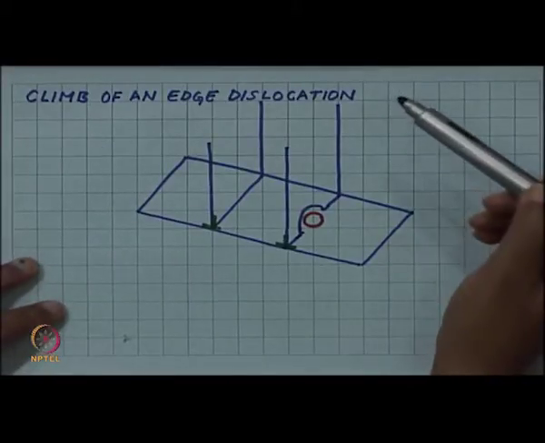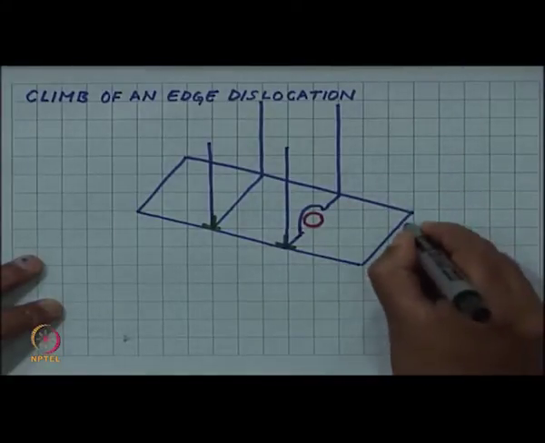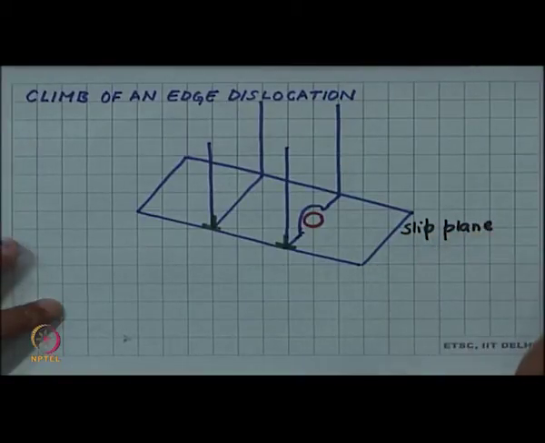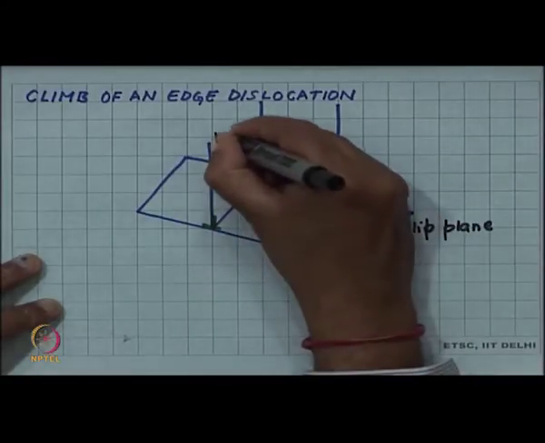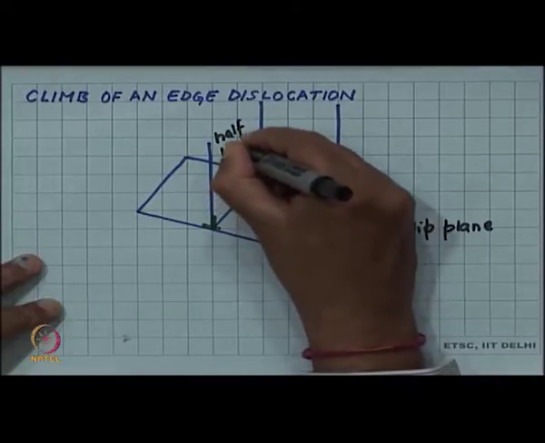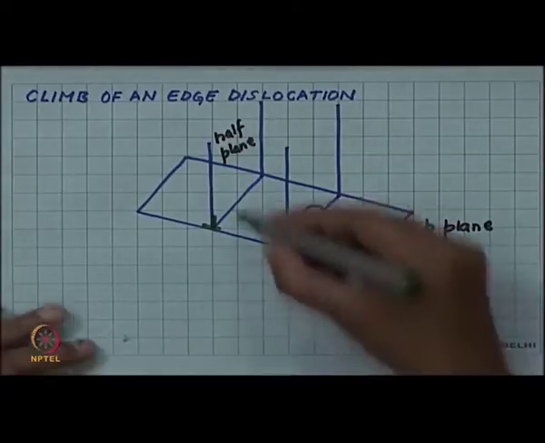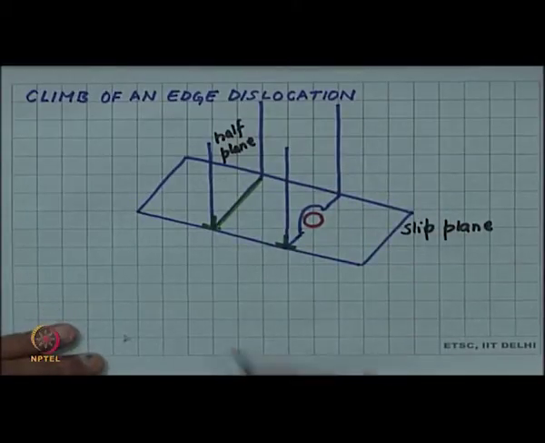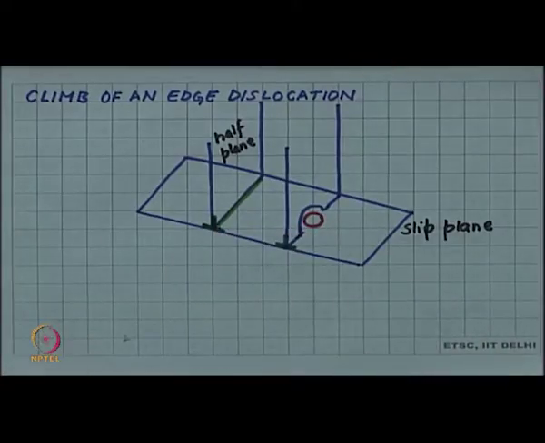Another mechanism is climb of an edge dislocation. So, we have shown a slip plane here. So, let us call this the slip plane. So, this horizontal plane here shown is a slip plane. The vertical plane which I have drawn here is the half plane of an edge dislocation. So, this line will be the edge dislocation line, and schematically we can represent it by an upside down T.